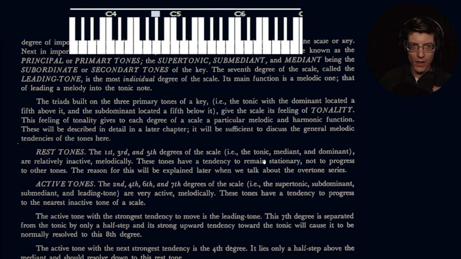Okay. So now we have the triads built on the three primary tones of a scale, i.e. the tonic with the dominant located a fifth above it, and the subdominant located a fifth below it, give the scale its feeling of tonality. So they actually mentioned that the reason why it's dominant and subdominant is because it's relative to the fifth above and the fifth below. So if I play A major, for instance, hopefully you can see that. Okay, so if I play the fifth above A, I have E, so that would be the dominant. Subdominant, sub meaning below, so it's below fifth. So that would be D.